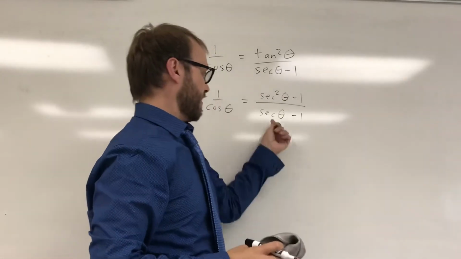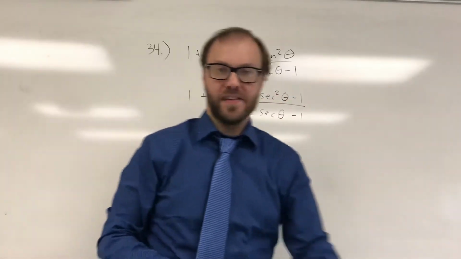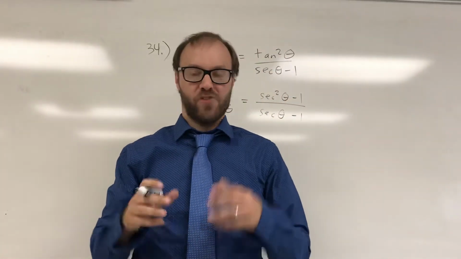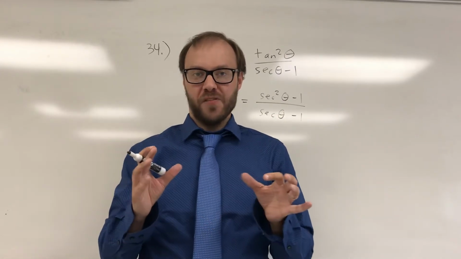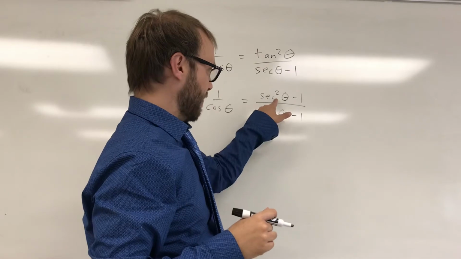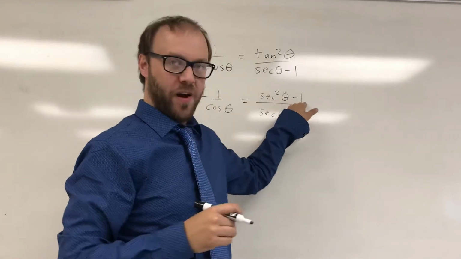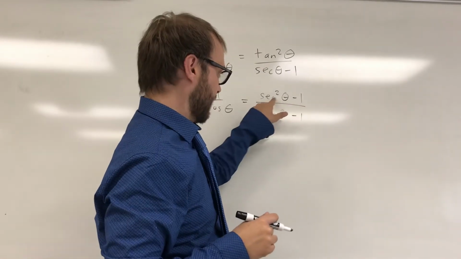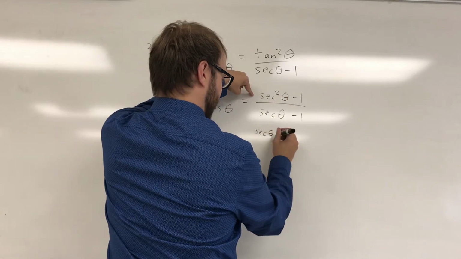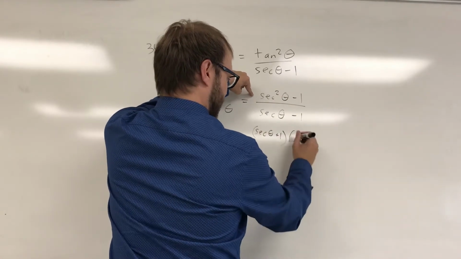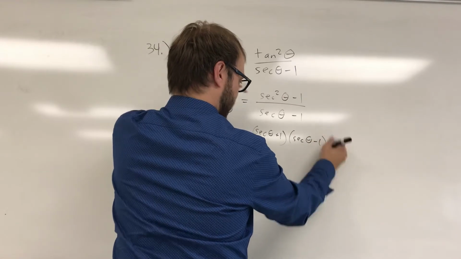All right, so these look a lot alike, but not quite the same because the top is squared. Well, we've already seen this, I think, in one of the other videos. That's a perfect square. 1 squared is equal to 1. This is a difference of squares. So I can factor that as secant of theta plus 1 times secant of theta minus 1.